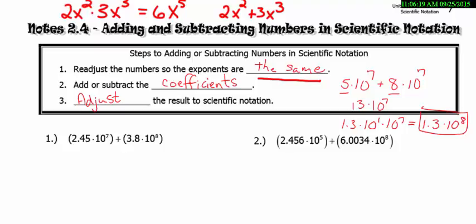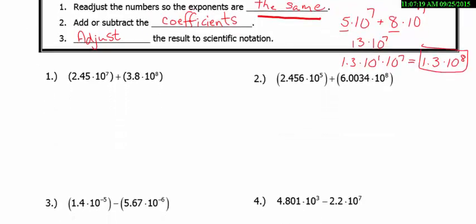So hopefully you understood what we just looked at. If you don't understand it really well, what I would like you to do is rewind the video and watch that section again until you truly understand what I'm talking about with making sure exponents are the same, adding coefficients, and then adjusting that coefficient. Okay, so let's look at example 1, or question 1.